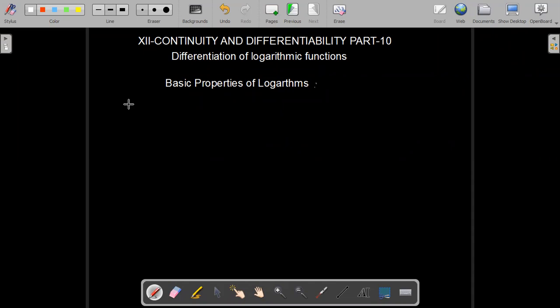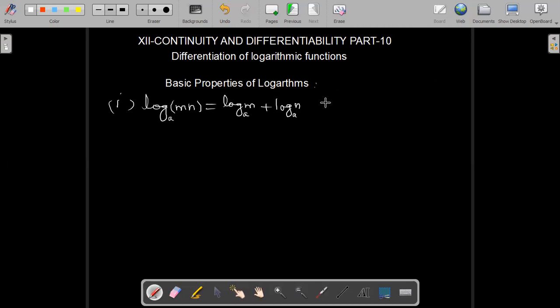So first, some property you must be knowing before also: log of the product of two functions with the base a, m into n, m into n means product. Log of the product of the two functions will be equal to the sum of their separate logs. Log m to the base a plus log n to the base a. a can be any base.